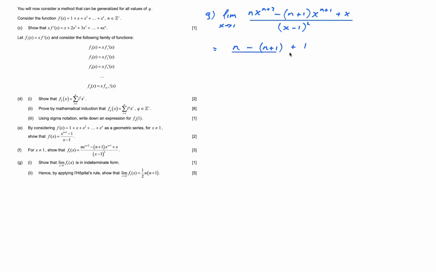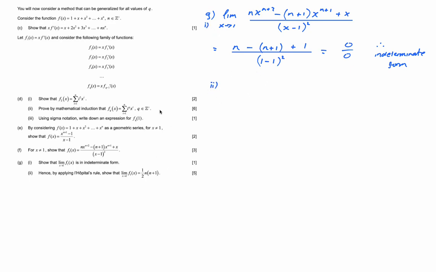And then the denominator is 1 minus 1 squared. Now, n minus n plus 1 plus 1 is 0, and 1 minus 1 squared is 0. Hence, this is in indeterminate form. Okay, that's G(i).